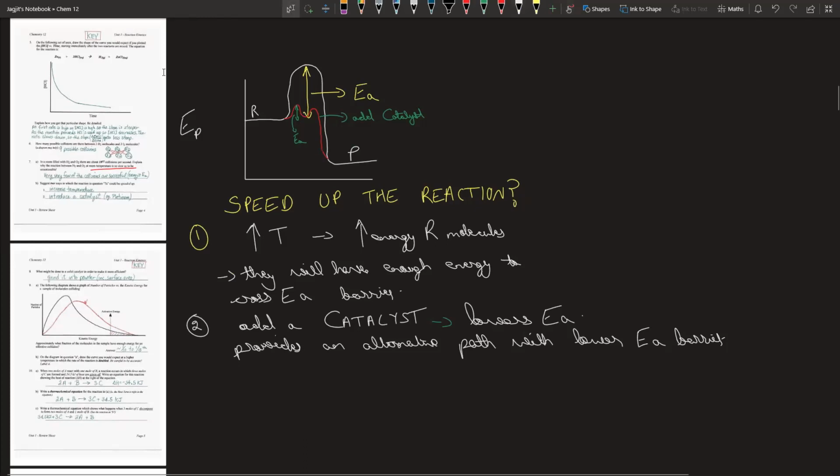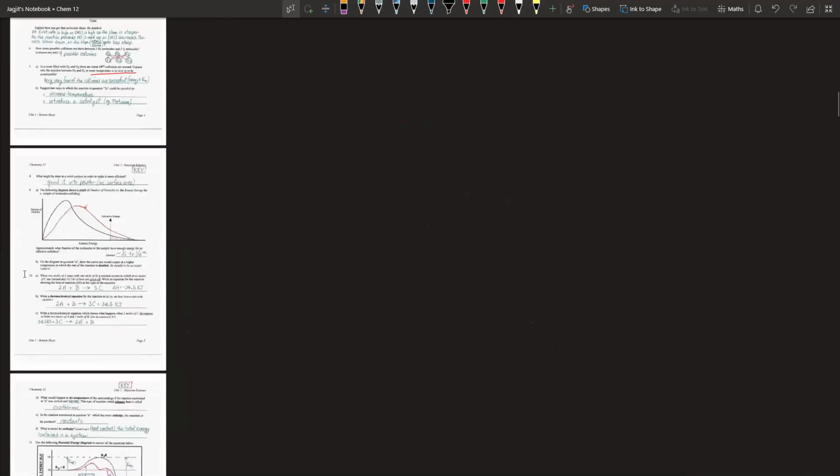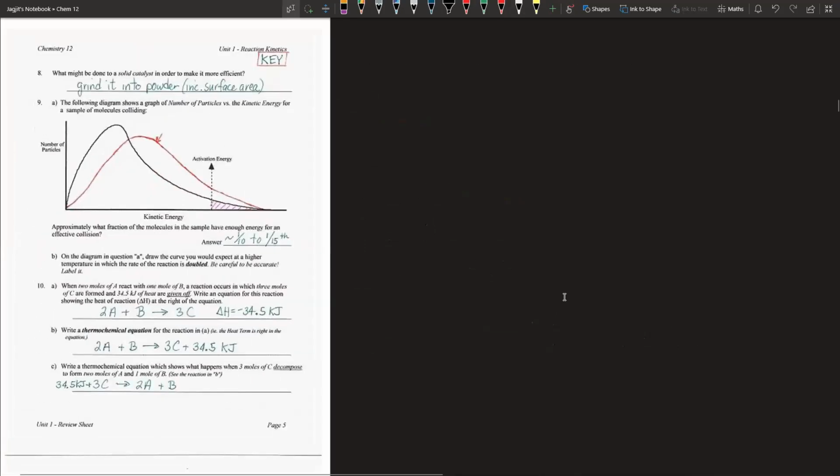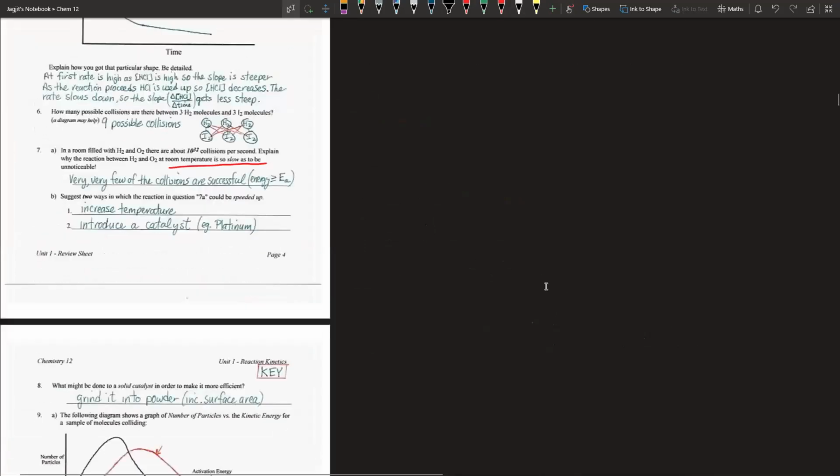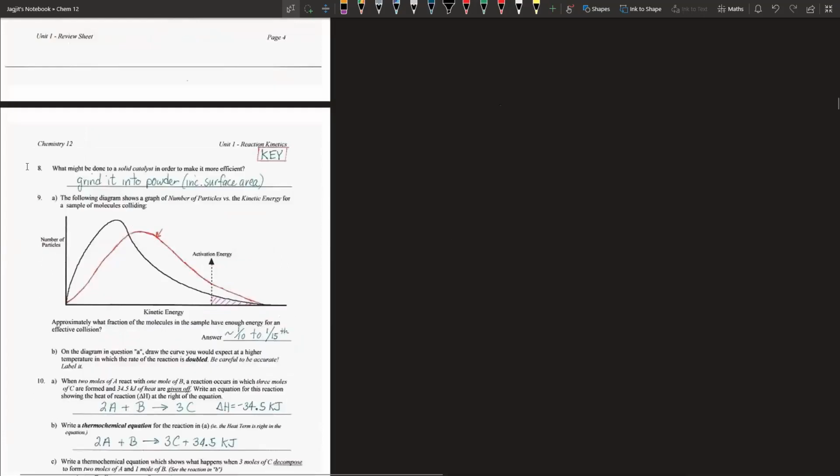So far, so good? Okay, excellent, good. Now, there's another thing you could have done. What might be done to a solid catalyst in order to make it more efficient? If you have a solid catalyst, what more can you do to make it more efficient?